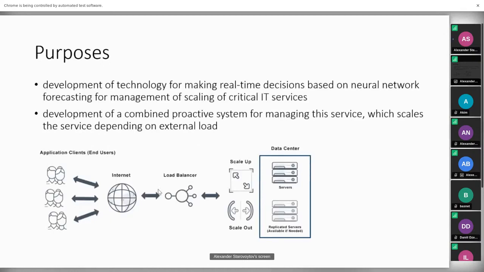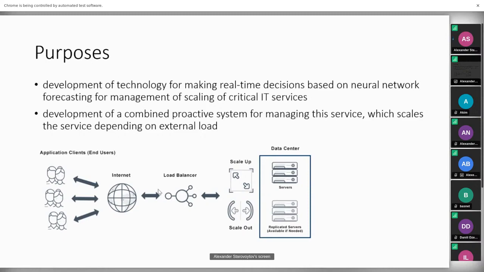The purpose of this research was development of technology for making real-time decisions based on neural network forecasting for management of scaling of critical IT services, and the development of a combined proactive system for managing the service, which scales the service depending on external loads.